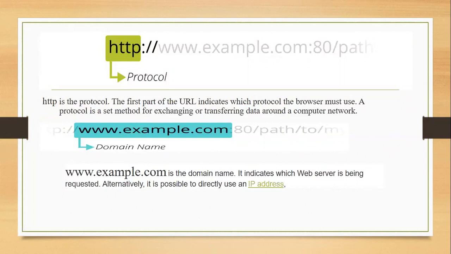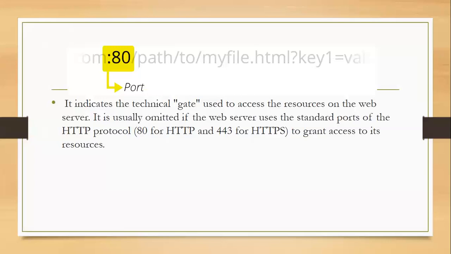Then www.example.com shows the domain name. It indicates which web server is being requested. It is also known as the IP address. After that, a port number separated by a colon. Here I am showing 80 as the port number. 80 is for HTTP and 443 is for HTTPS.